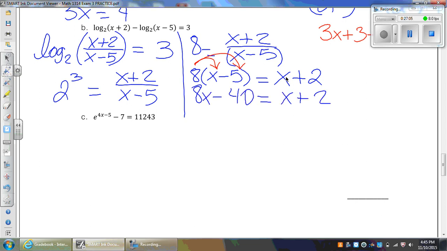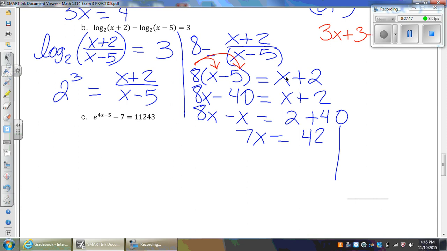I'm going to move all my x's to the left side, so 8x minus x is equal to 2 plus 40. So here we'll have 7x is equal to 42. And then 7 is multiplying the x, so we have to divide by 7, so we'll have 42 divided by 7, so x is equal to 6.